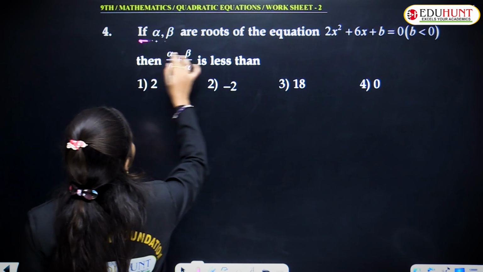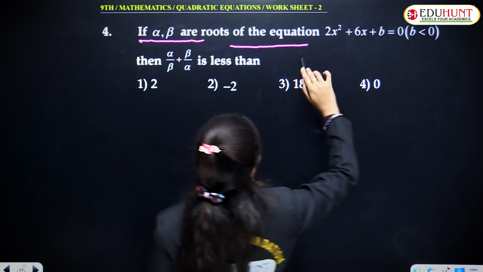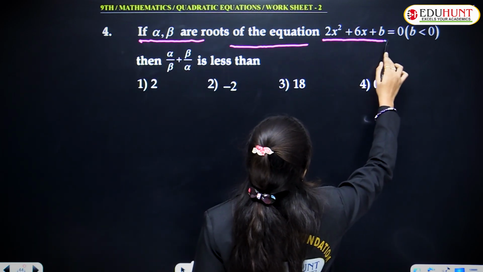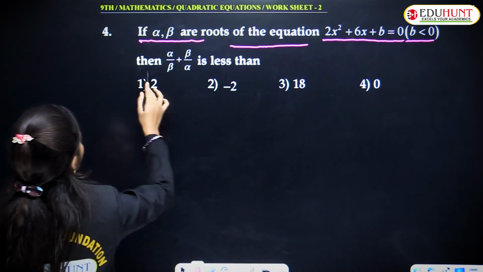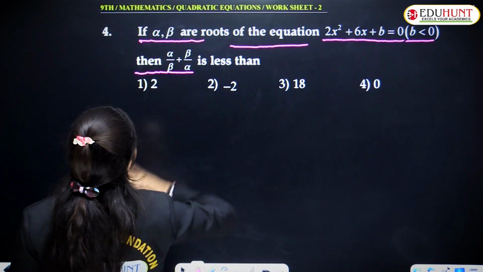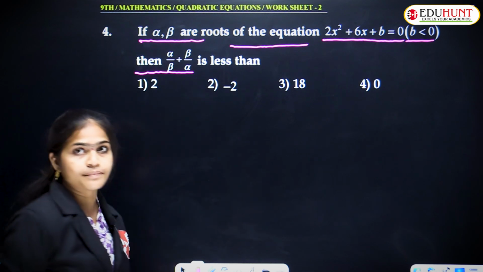If alpha, beta are the roots of the equation 2x square plus 6x plus b is equal to 0, if b is less than 0, then alpha by beta plus beta by alpha is less than.